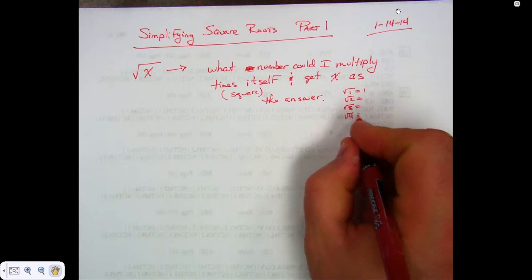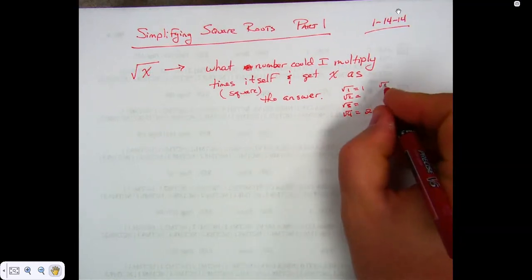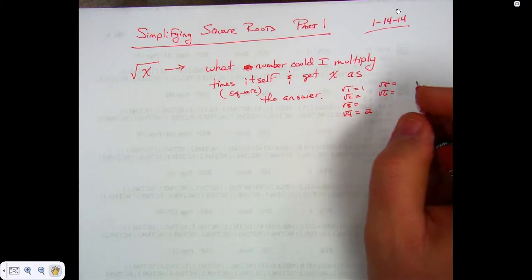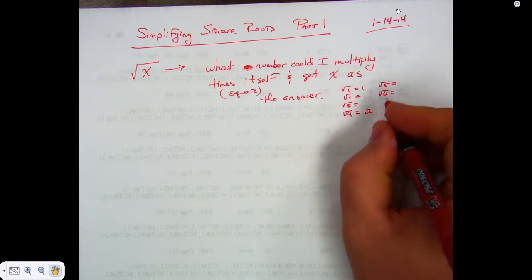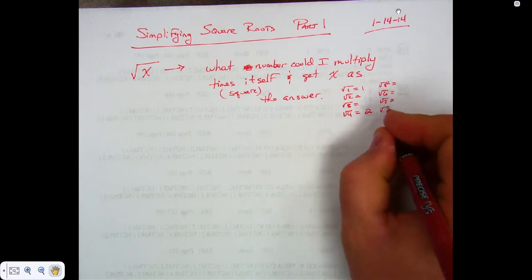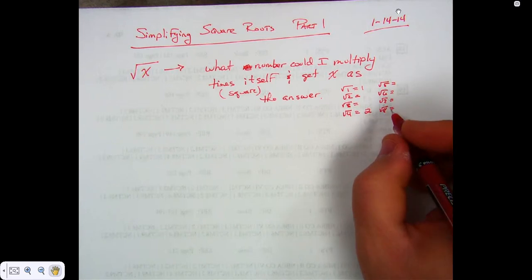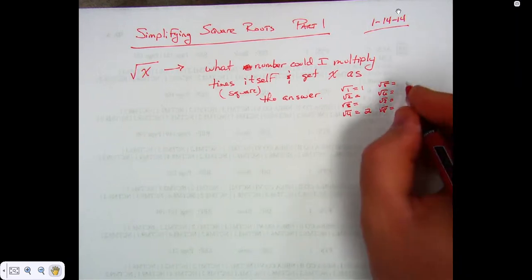Square root of 4, 2. Okay, there's one I can answer. Square root of 5, can't answer that one. Square root of 6, you may think it's 3, but it's not. Because what's 3 times 3? That's not the answer to that question, is it? Square root of 7. And like I said, you don't have to write this down. Square root of 8, you can't answer that one. It has nothing to do with being even. I'm asking what number could I multiply times itself and get that as an answer?